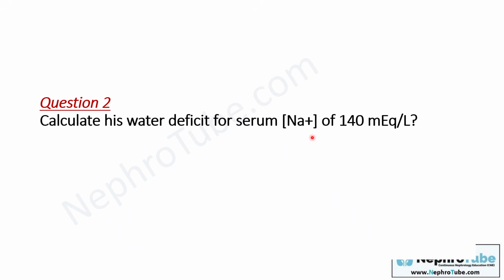for serum sodium? The target serum sodium that we use to calculate the water deficit is 140. We know that the normal serum sodium level is between 135 and 145. We will use the median, which is 140 milliequivalent per liter, in our equations to calculate the water deficit.